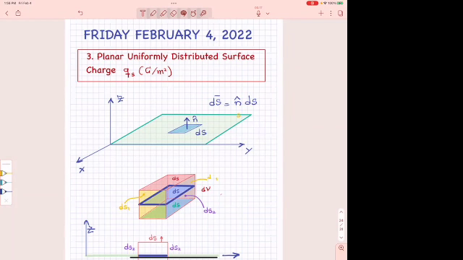Now, this surface, what kind of symmetry does it have? Remember, it's infinite. So what kind of symmetry does it have? You remember you have to identify the symmetries to be able to simplify things. If we have a symmetry, then we can use Gauss's law. Without any particular symmetry, you cannot use Gauss's law. It's not going to give you what you want. But what kind of symmetry do we have here?